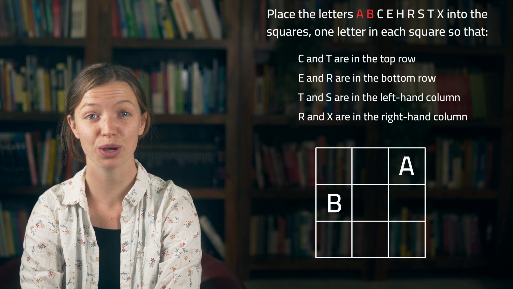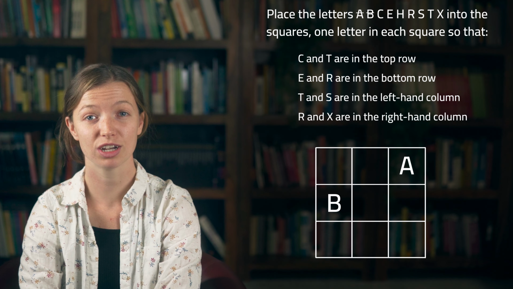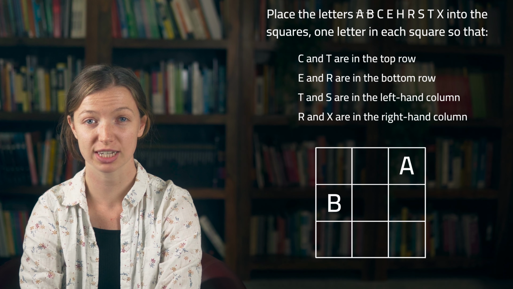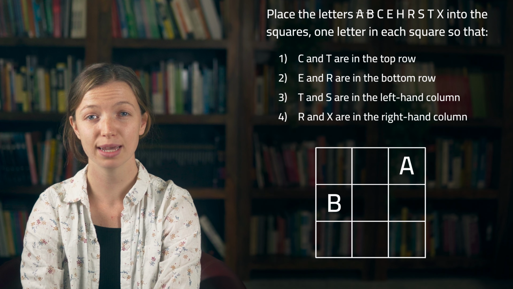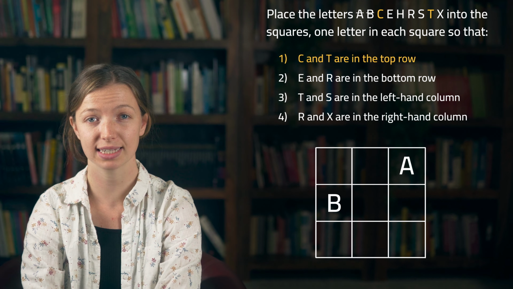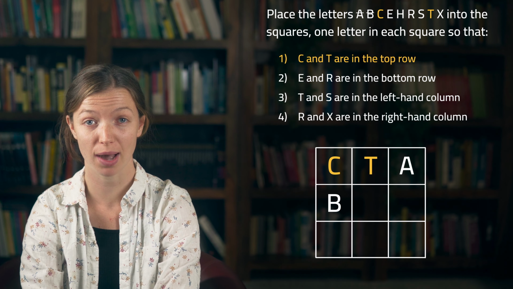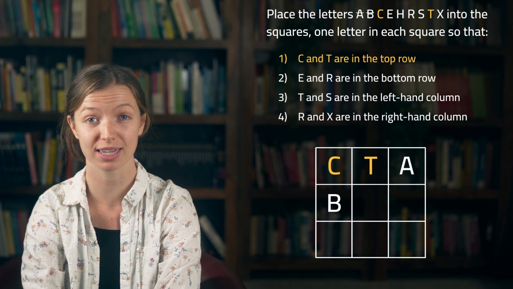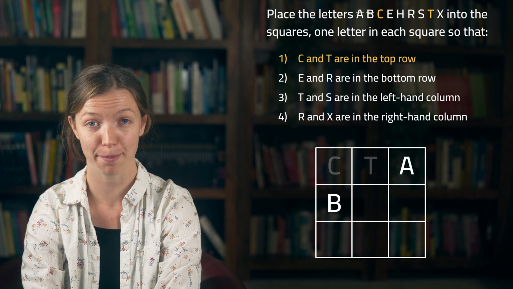Luckily for us, 2 of the letters have already been placed in the grid, so we just need to place the remaining 7. Let's now look at each statement carefully. To begin with, let's label each statement 1 to 4 so we know which we are talking about. Now, statement 1 tells us that C and T are in the top row. Great, we have 2 gaps in the top row and we know which 2 letters fill those gaps. But wait, we don't know which letter goes in which gap.